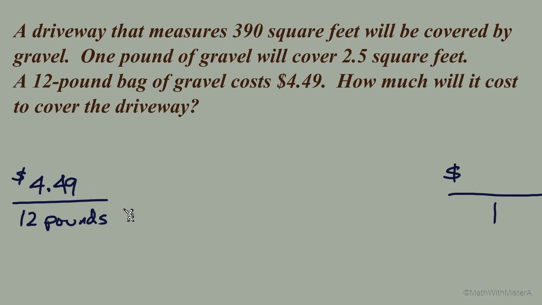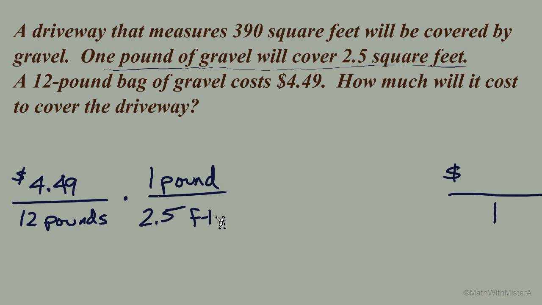We need to figure out now how to divide out those units of pounds. We have other information about pounds. 1 pound of gravel covers 2.5 square feet. In order to divide out those units of pounds, we'll need pounds in the numerator. 1 pound over 2.5 square feet. Those units of pounds dividing out, we're left with dollars per square foot, but we'd like to divide out those units for square feet also.